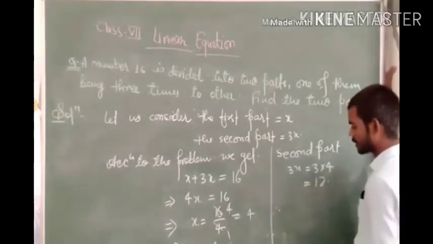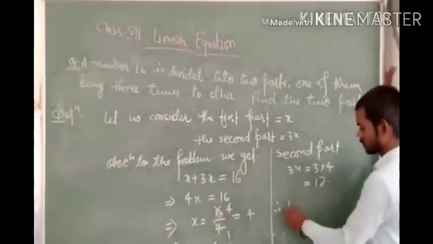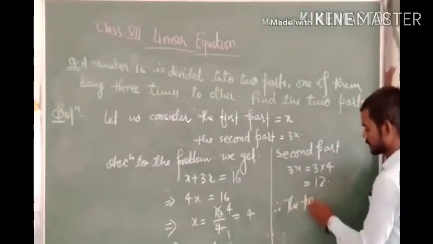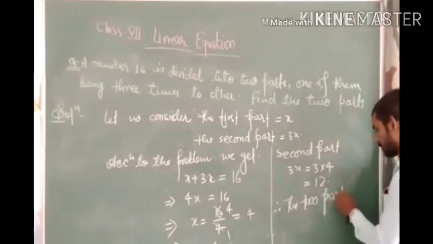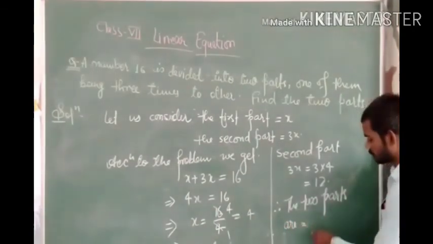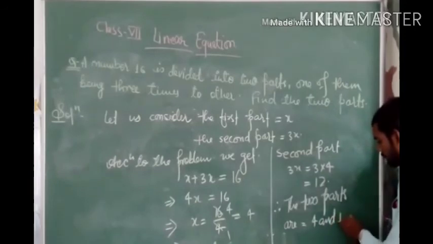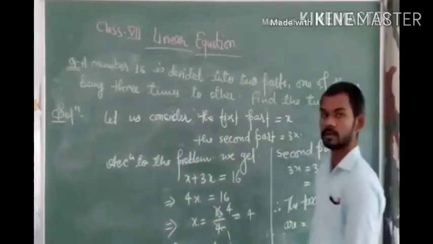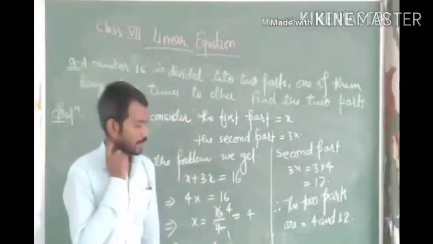So the answer is therefore: the two parts are 4 and 12. This is the solution of the given problem.